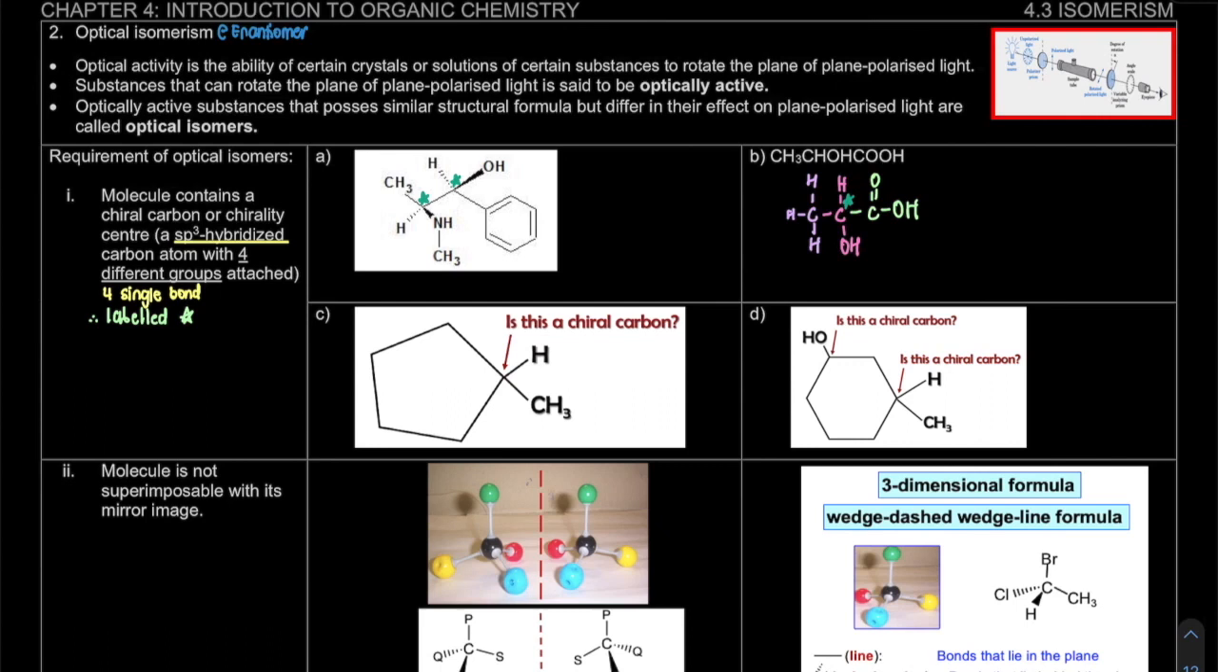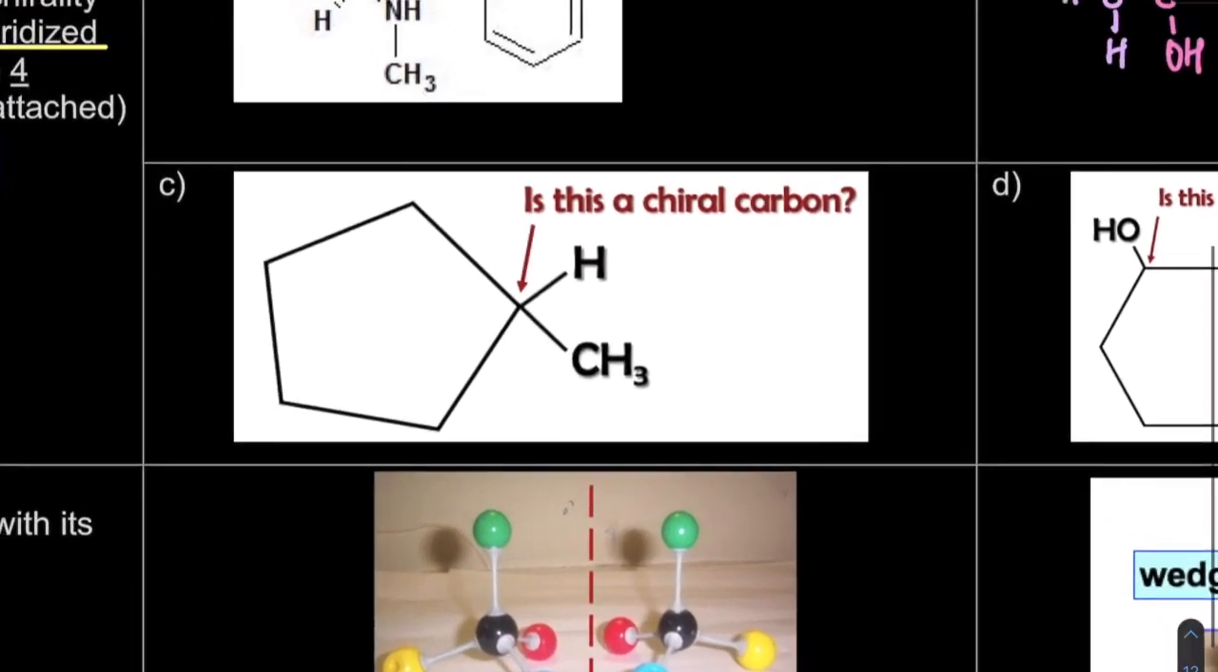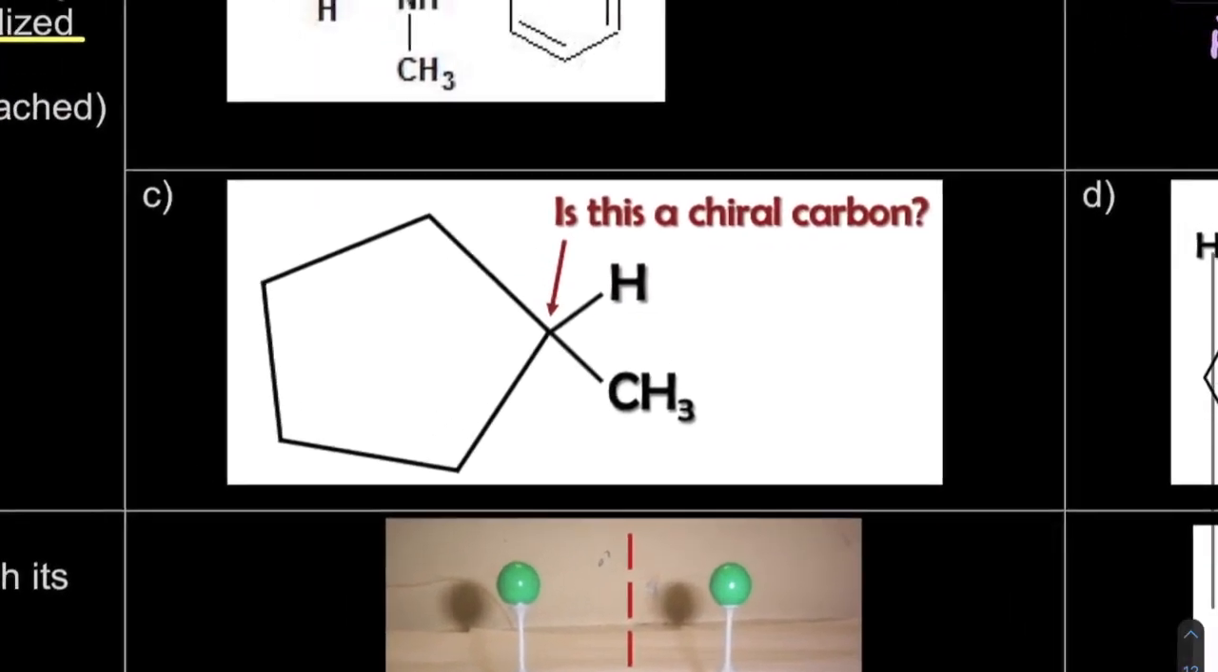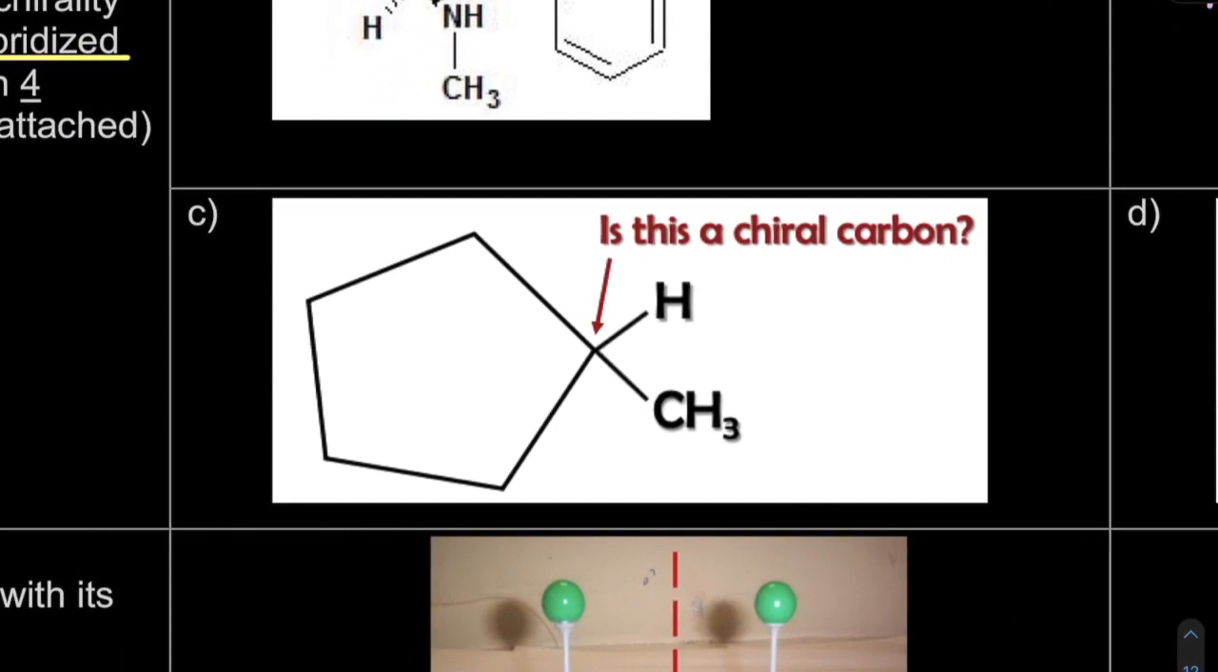But for example, C and D here is a cyclic structure, where they ask you to determine, is it a chiral carbon or not? Okay, for cyclic structure, it is a bit tricky, but let's do it together. So for this one, what I would like to do is first draw a line here, in the middle of where they ask. So I'm going to draw here. So they want to know whether this carbon is chiral or not. So this is our carbon.